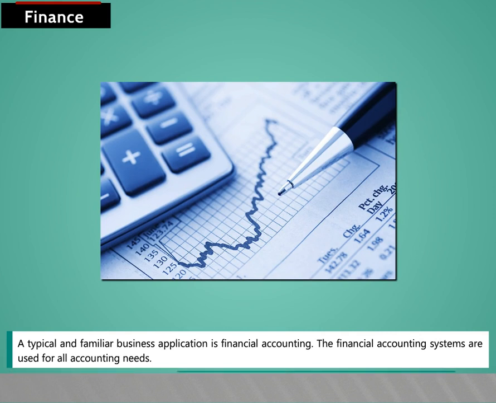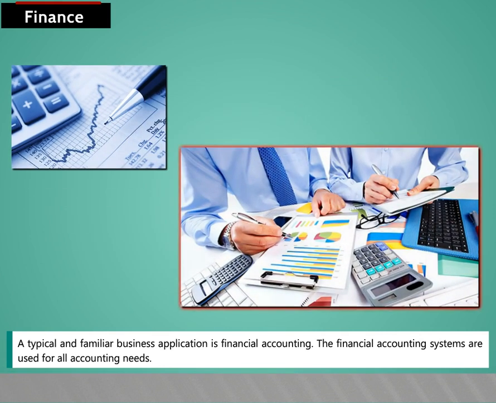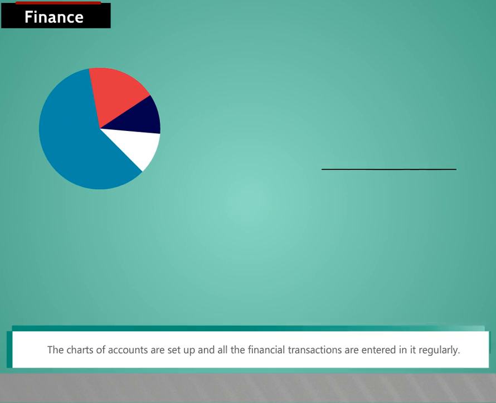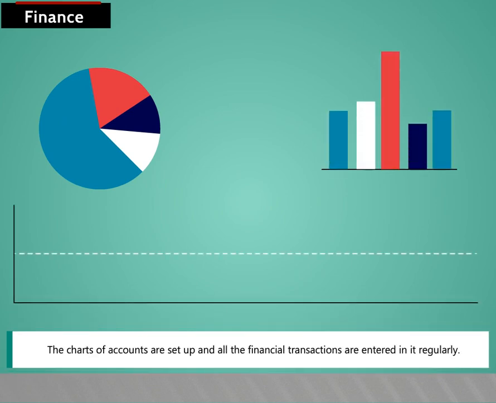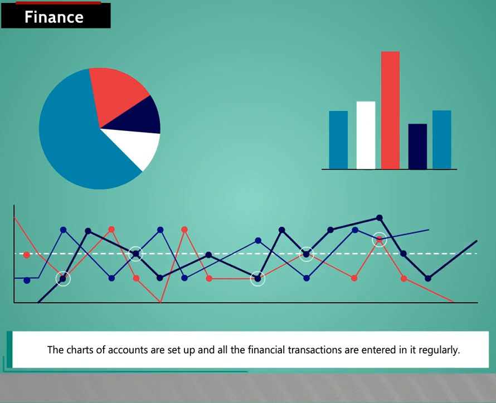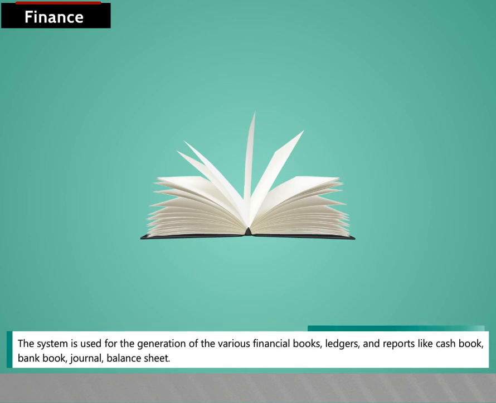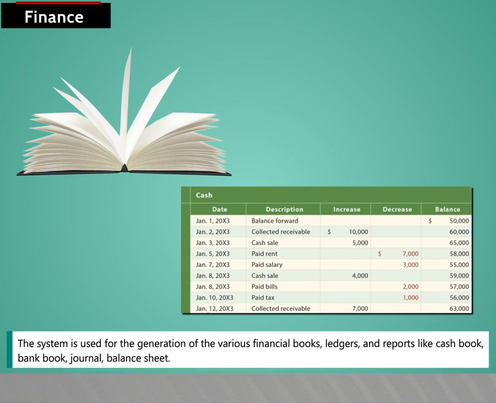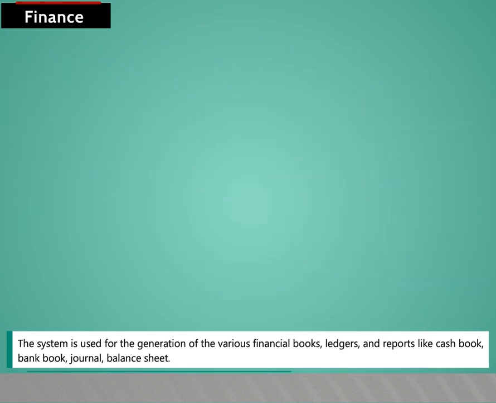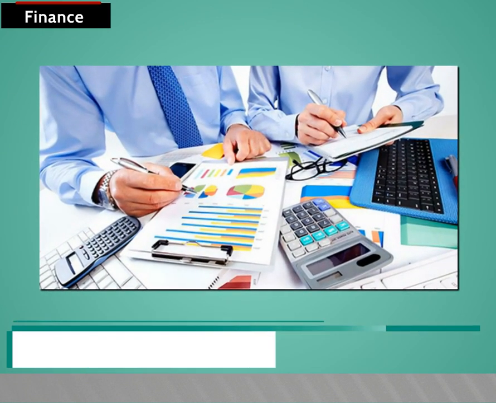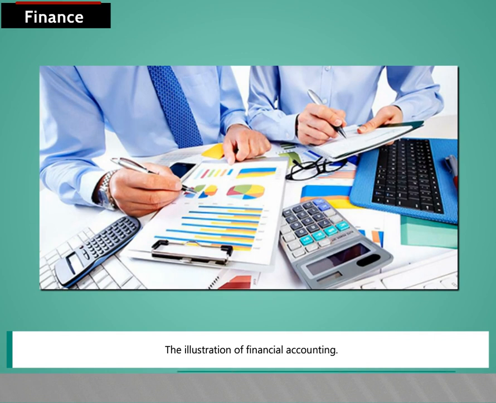Finance. A typical and familiar business application is financial accounting. The financial accounting systems are used for all accounting needs. The charts of accounts are set up and all the financial transactions are entered in it regularly. The system is used for the generation of the various financial books, ledgers and reports like cash book, bank book, journal, balance sheet. The illustration of financial accounting.